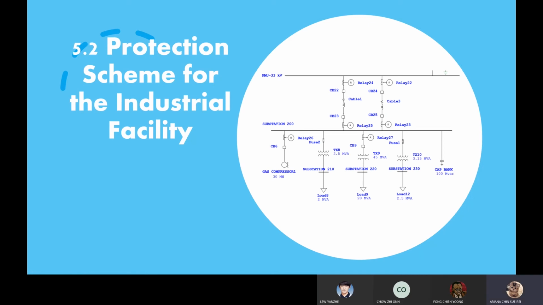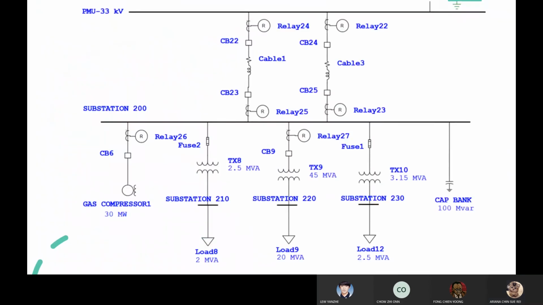Moving on to 5.2, protection scheme for the industrial facility. The diagram shows the one-line diagram on ETAP of the industrial facility. According to J. Duncan Glover, the type of protection depends on the transformer rating. So in this case, the fuses are used for TX8 and TX10 since the transformer rating is less than 10 MVA. For the rest of the system, a combination of overcurrent relays and circuit breakers are used to protect the system.